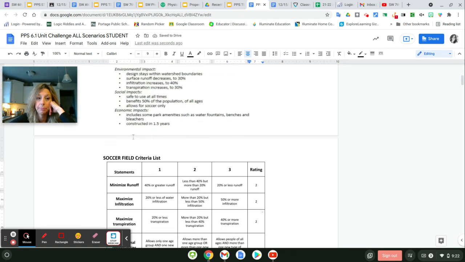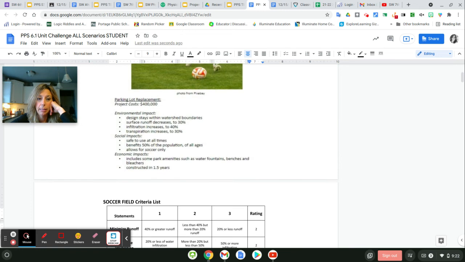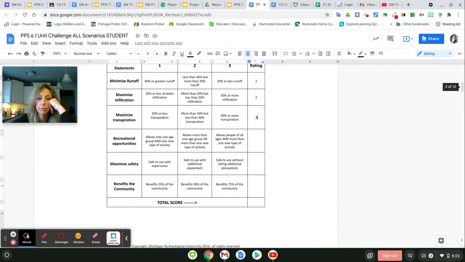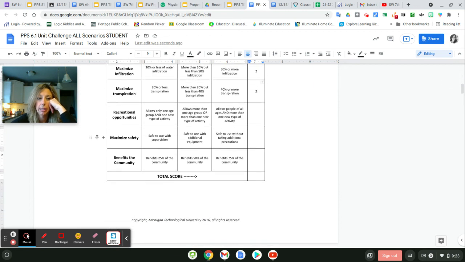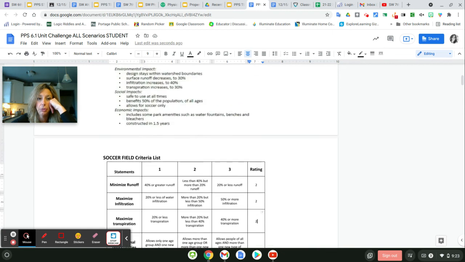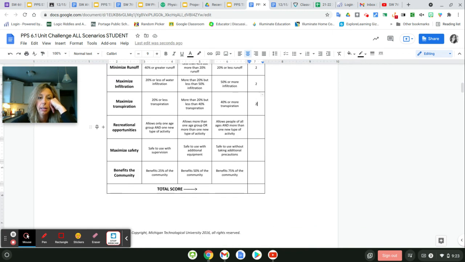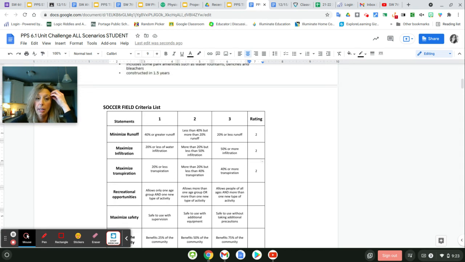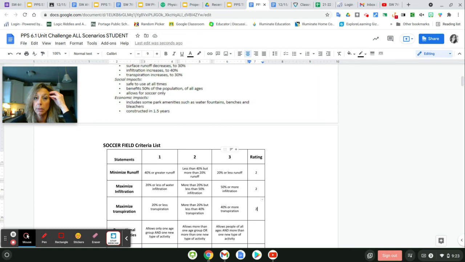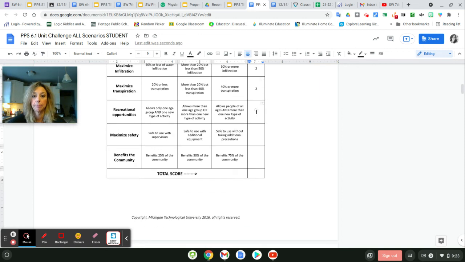Recreational opportunities. Okay, let's keep reading. Social impacts. Safe to use at all times. I remember that being a constraint. Oh, no, it's in the criteria. So safe to use at all times. Okay, so let's read the criteria. Safe to use with supervision, safe to use with additional equipment, or safe to use without taking any additional precautions. And this says safe to use at all times. So we can give that a 3.